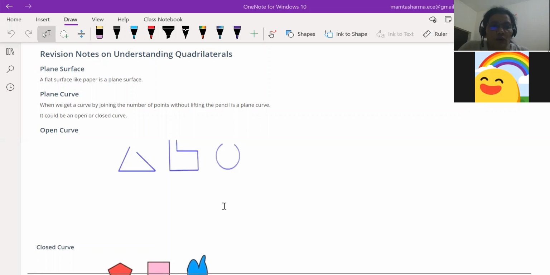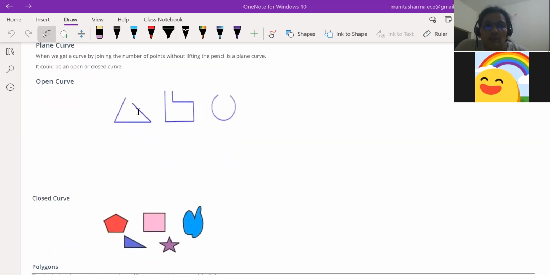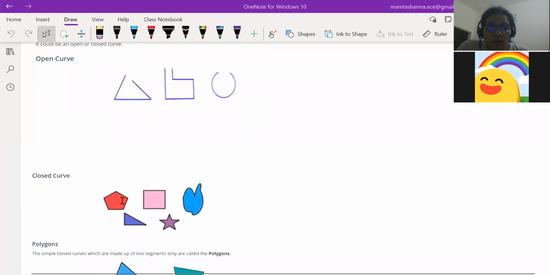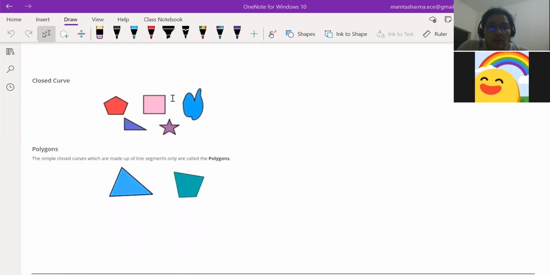Now there are two kinds of curve. First is open. If any curve or any shape is open at one end, it will be an open curve. And if it is not open, it is closed from everywhere, it will be a closed curve. These are a few examples of closed curves. You can see this star, this square, polygon, this triangle, they all are closed curves. It is not open from anywhere.